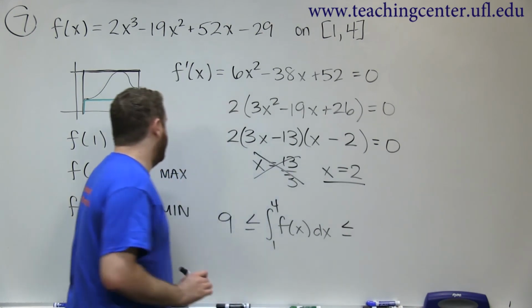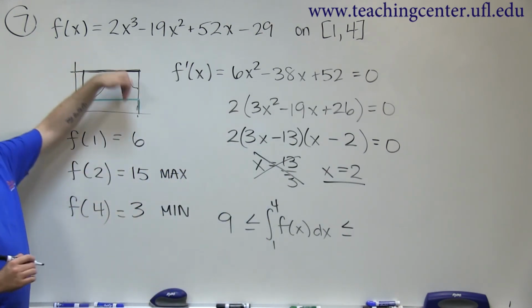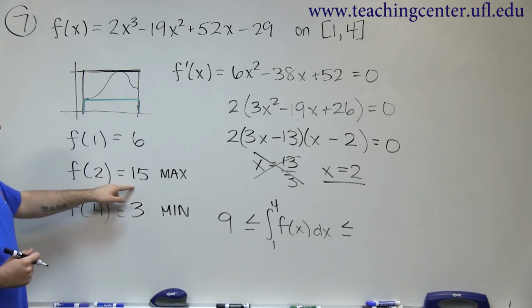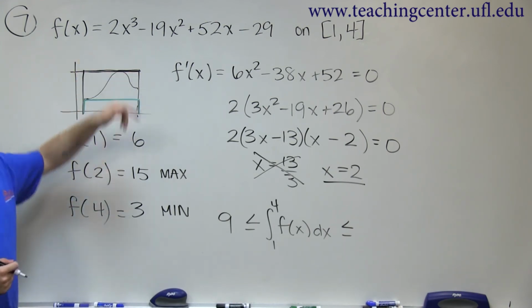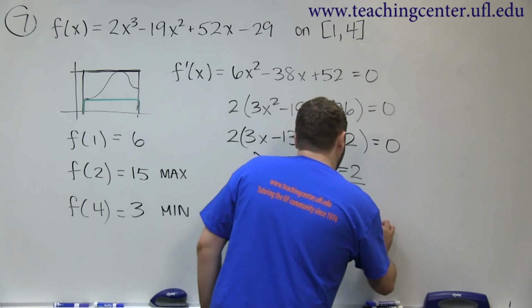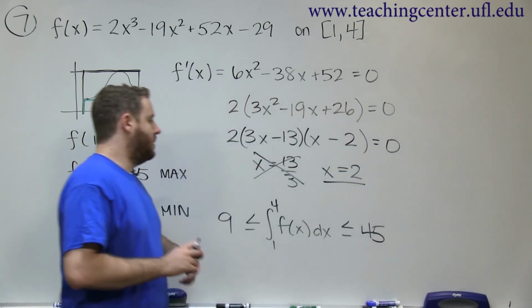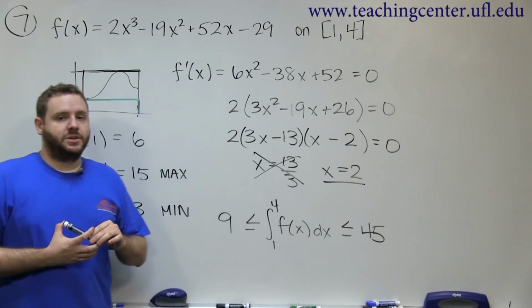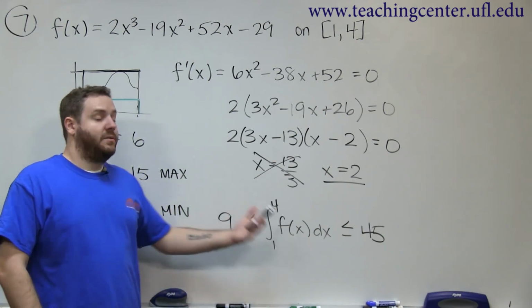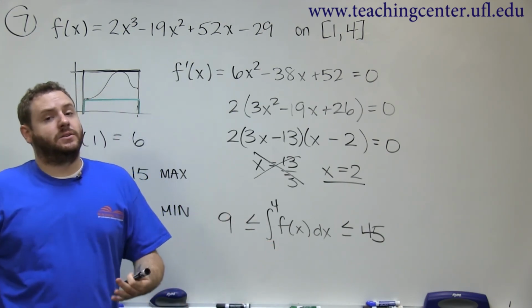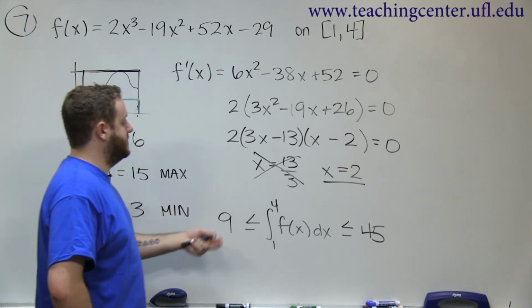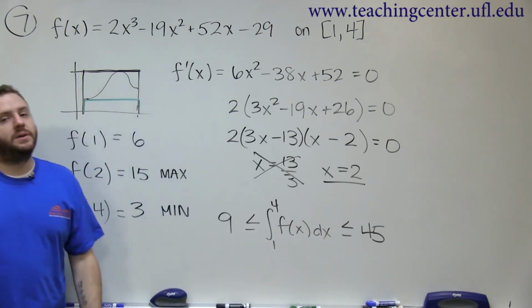But it can't be bigger than our big rectangle, which is covering the whole possible area, which is our height 15 times our width, which is 3. That's 45. So without actually calculating the area of this function, we know it has to be in between 9 and 45. Which doesn't sound like it's that good of an estimate. But for certain functions and certain intervals, this could provide a useful estimate.